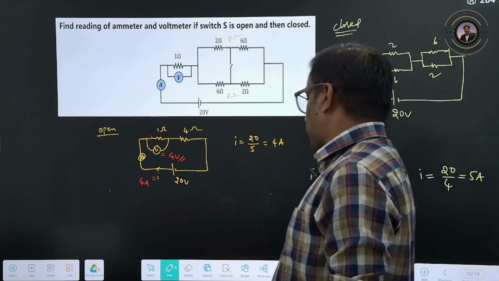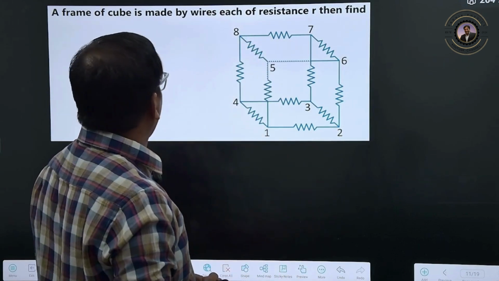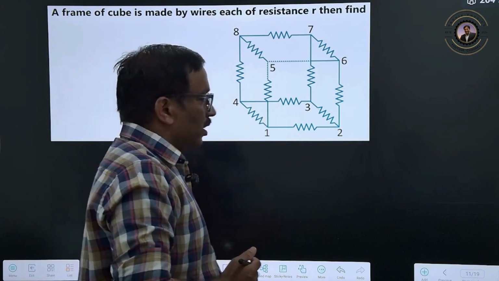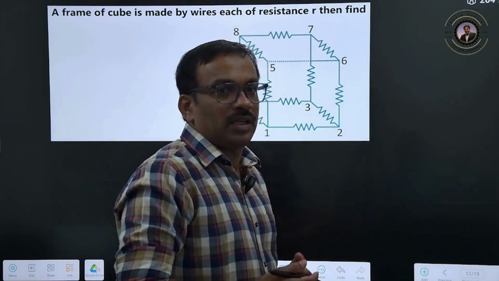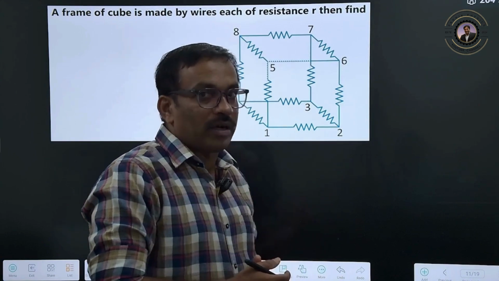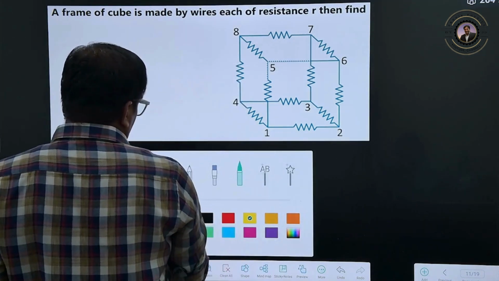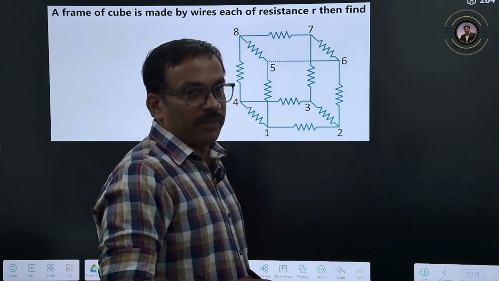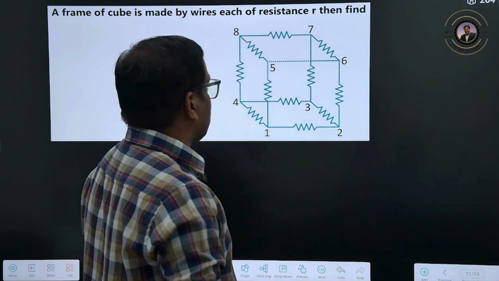Now let us see some more questions, students. Cube type of questions are frequently given in the examination. There are three possible questions to calculate the equivalent resistance, and the method takes lengthy. So I suggest you just remember this, and I will give a small trick to remember it.